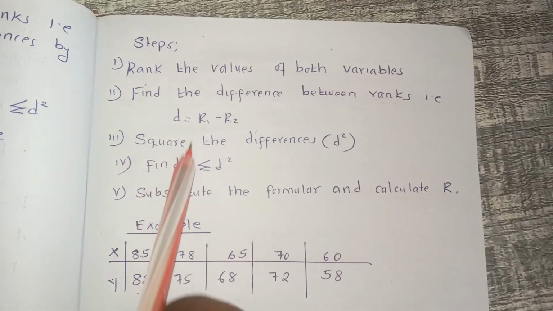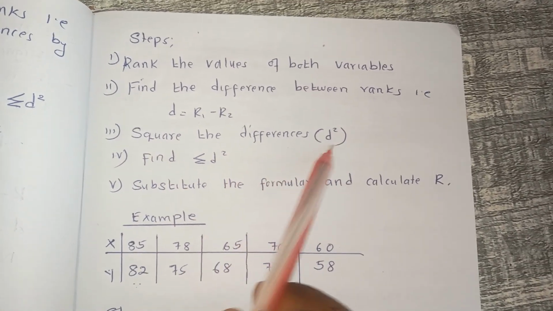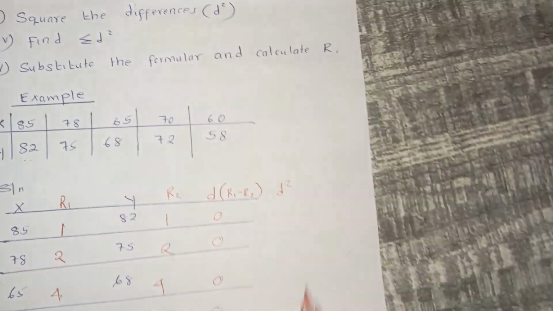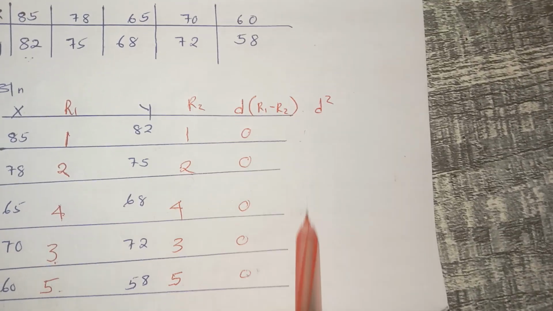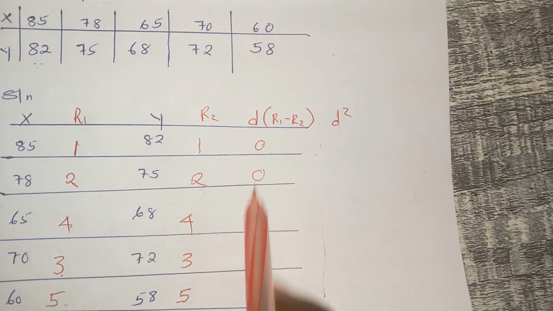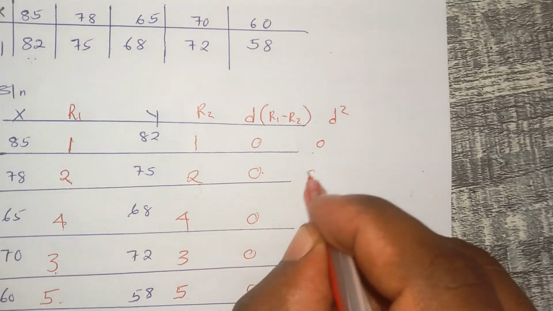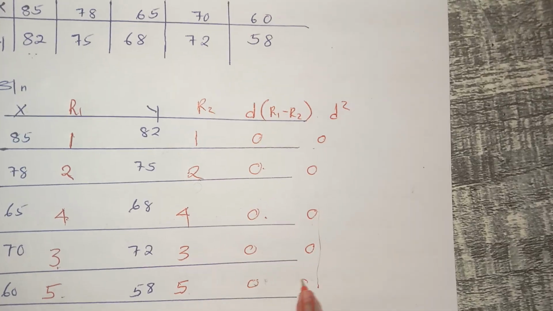Then, having done that, we go to step number 3. We have been told that we are supposed to square the differences so that we can get D squared. So I need to come up with a D squared column, and for me to get the values on the D squared column, I need to square the elements on the D column. So 0 squared gives me 0, 0 squared is 0, 0 squared, 0, and so on for all of them.